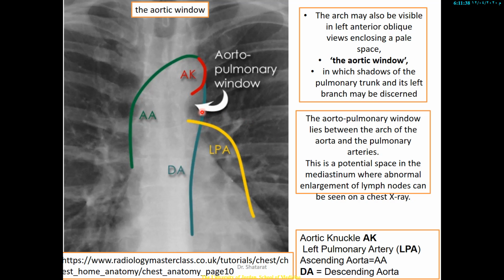Why are we concerned about them? Not only for the sake of the pulmonary arteries themselves, but also to highlight the fact that many mediastinal lymph nodes can be enlarged and found in this area. So this is a potential space in the mediastinum where abnormal enlargement of lymph nodes can be seen on a chest X-ray.